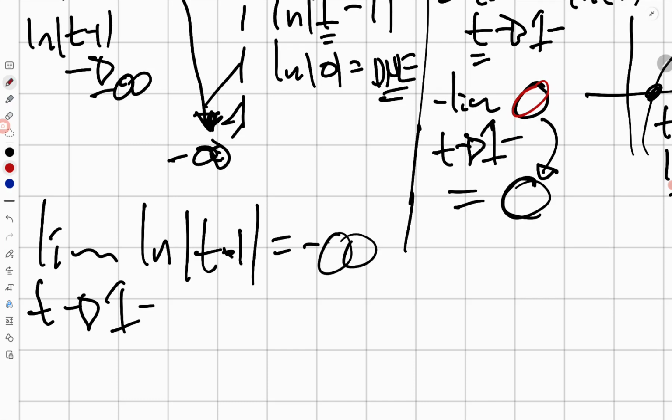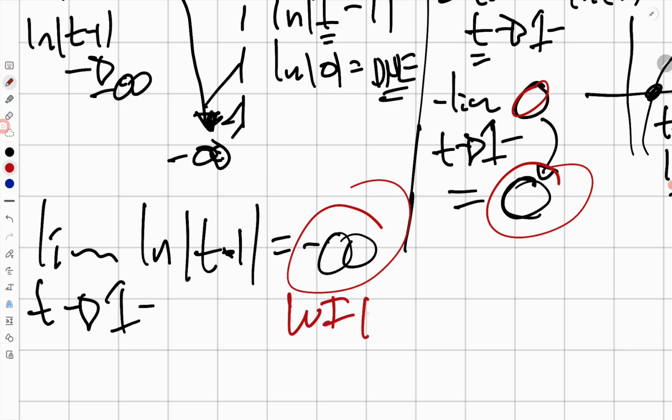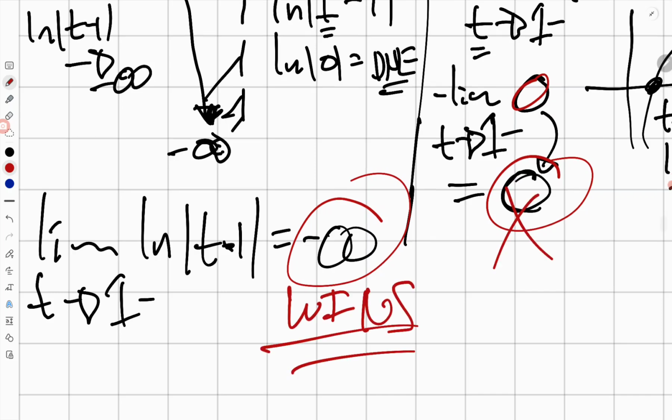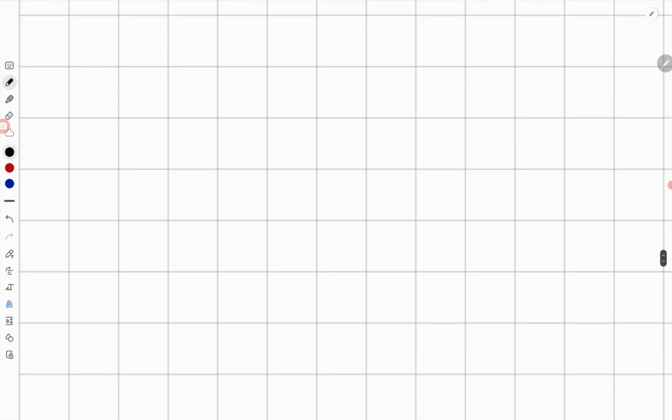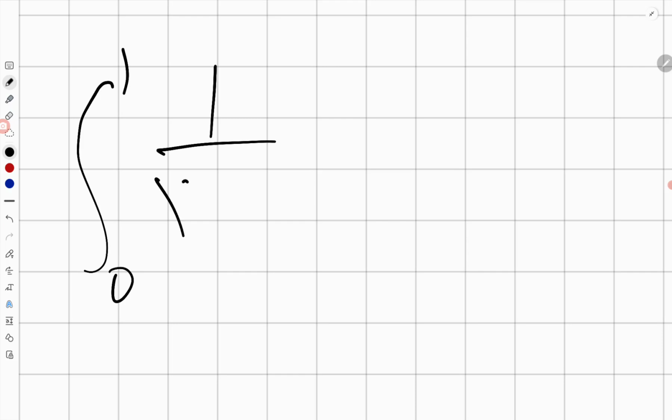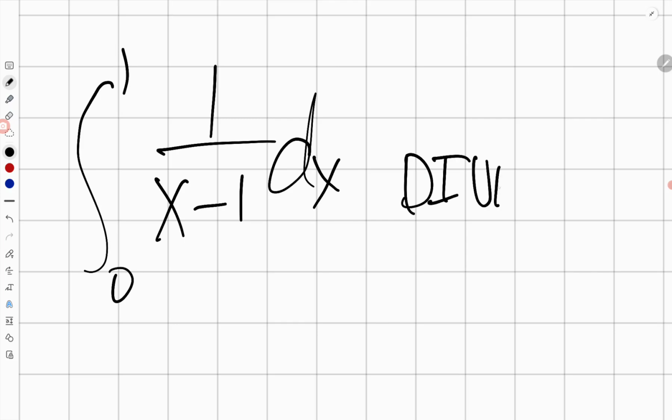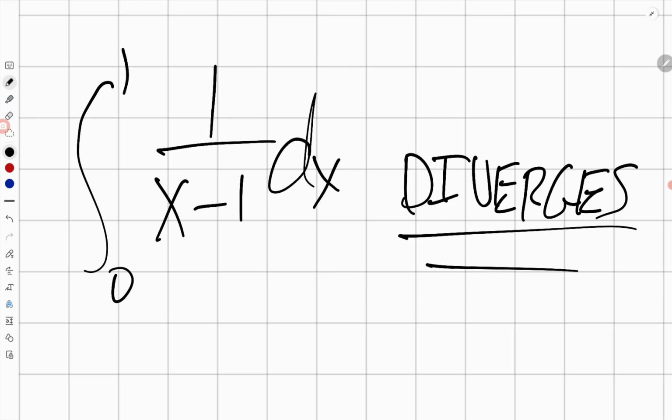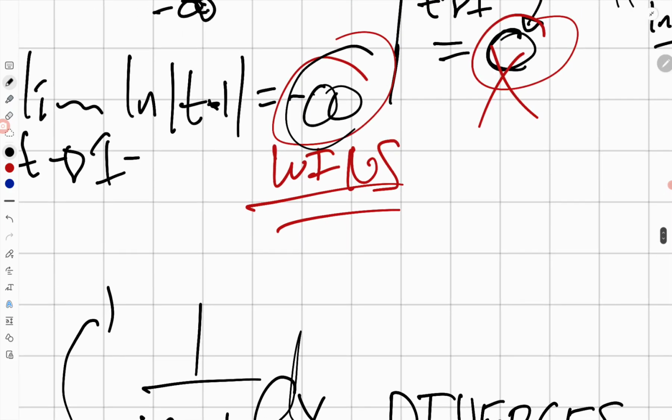So now we have this case of negative infinity and 0. This is the one that, let's say, wins, and this one loses. So that means the following overall is what holds. This integral from 0 to 1 of 1 over x minus 1 with dx, this whole thing, basically we say that it diverges.